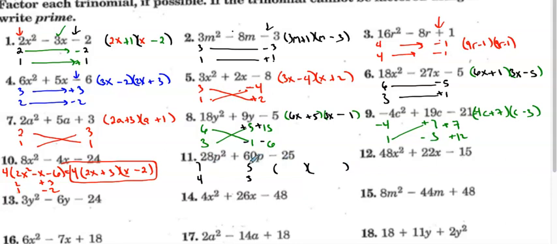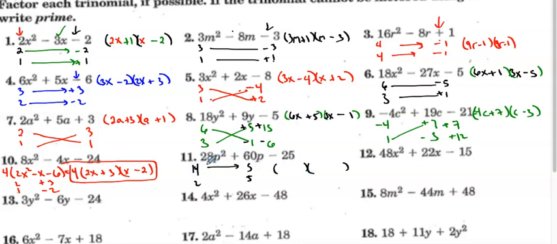7 times 5, we got 35. 4 times 5, and we got 20. That's not going to help me. So let's see what else we got. So I could leave 5 and 5. I could leave 25 and 1. Let's see what happens after that.